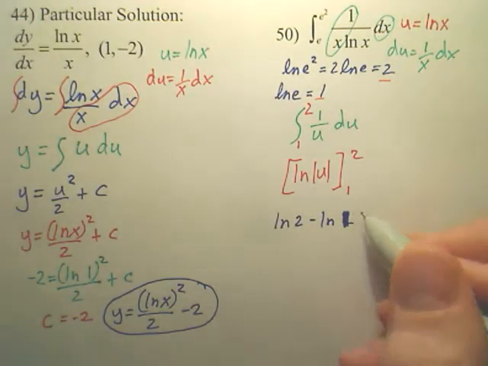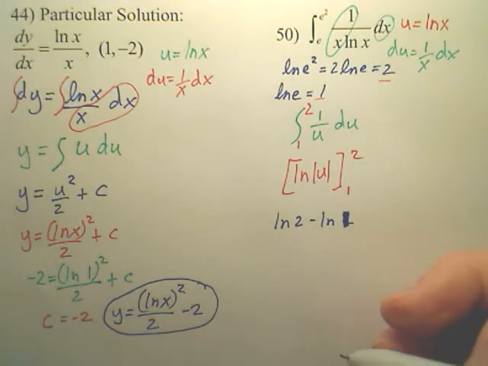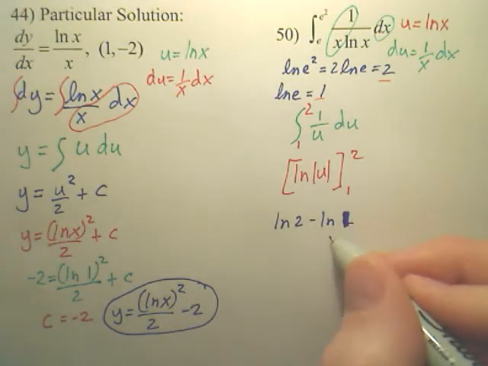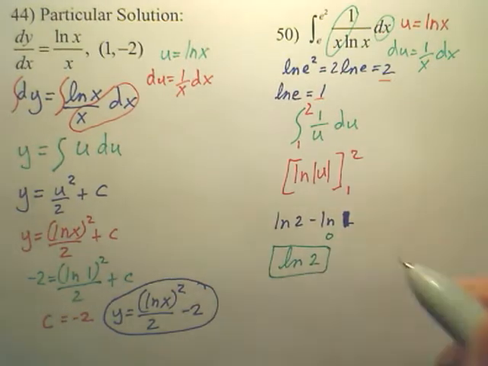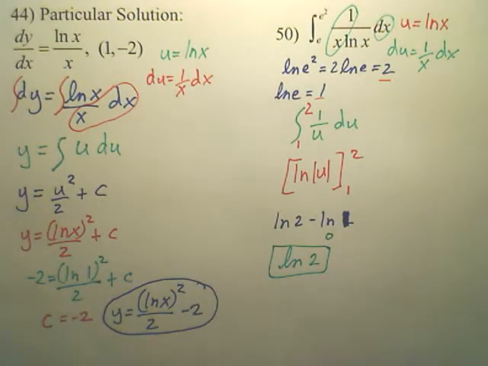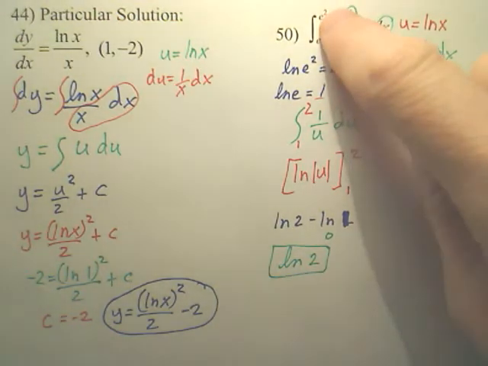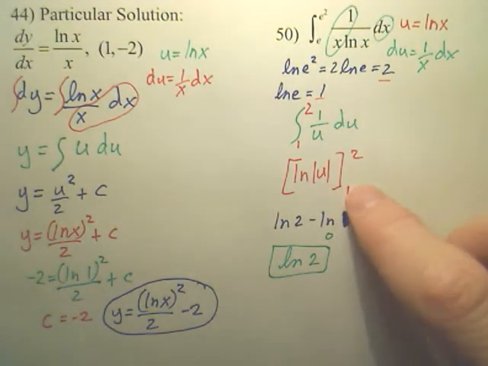What's ln 1? 0. So if this is 0, is my answer just ln 2? We're done.